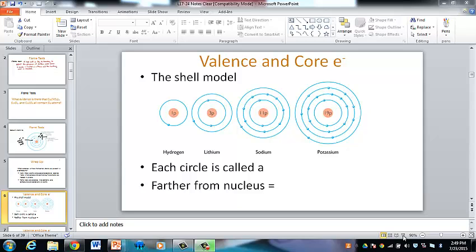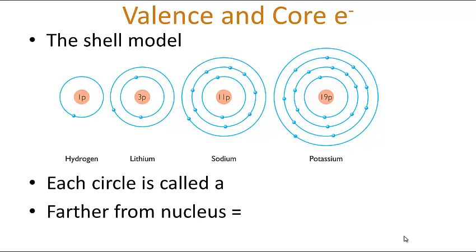Okay, so now what we're going to talk about are valence and core electrons. So here are shell models for the elements hydrogen, lithium, sodium, and potassium. And right now these are all neutral atoms because they have the same number of protons and electrons. So hydrogen has 1 proton and 1 electron. Lithium has 3 protons and 3 electrons, and so on.